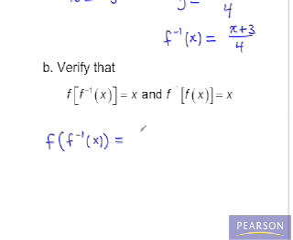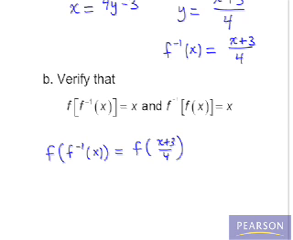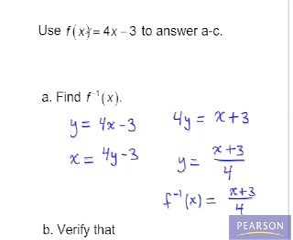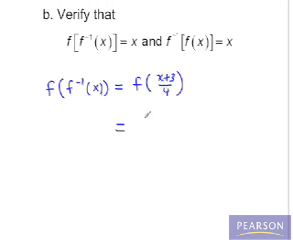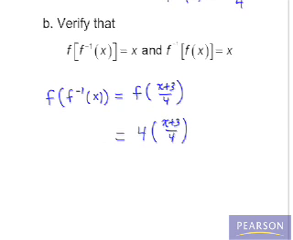So this would be f of what f inverse is. We just found that to be (x plus 3) over 4. So substitute that in for f inverse of x. And now we will evaluate f of (x plus 3) over 4. And recall that function f is simply 4x minus 3. So f of this fraction would be 4 times (x plus 3) over 4, minus 3.